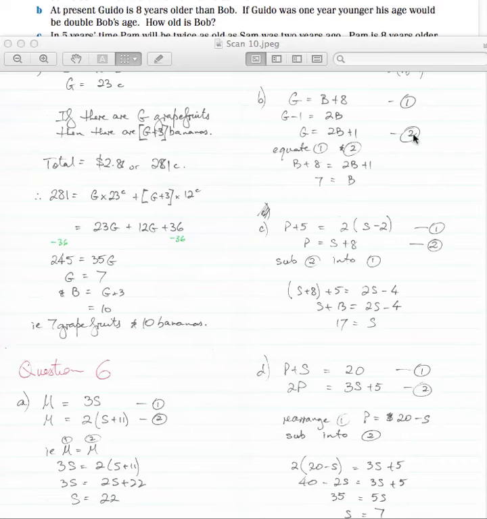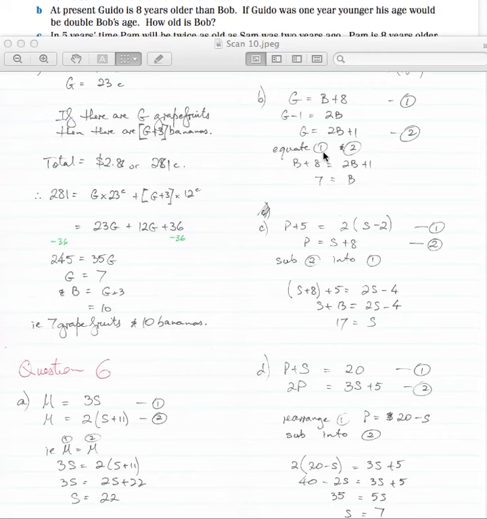There's my first equation, there's my second equation, and we're going to equate, okay, make them equal. G, B plus 8, 2B plus 1, and by moving the values around, I get Bob equals 7. Make sure you answer the question, how old is Bob? Sometimes you might solve it in terms of G instead of B. Just make sure you've answered the question. We'll keep going.